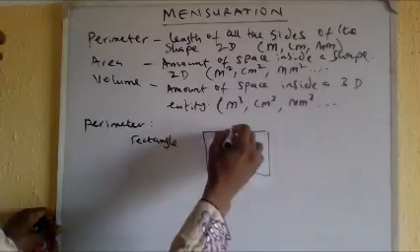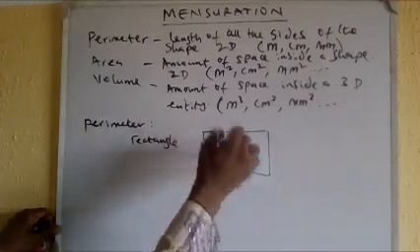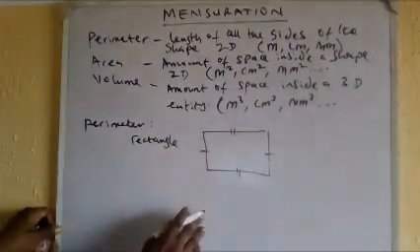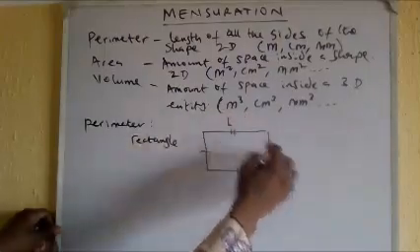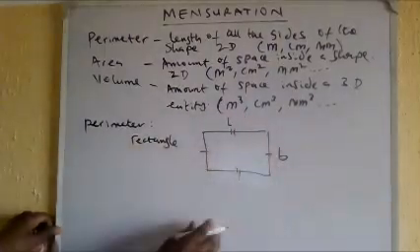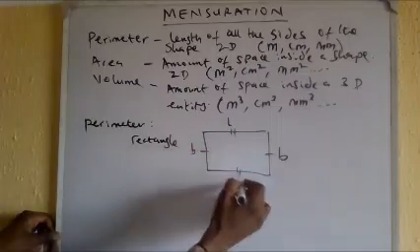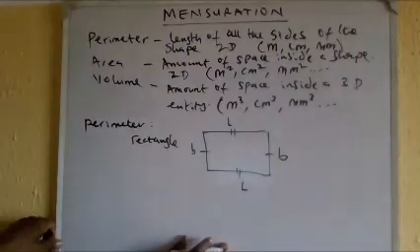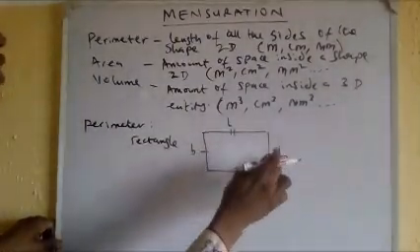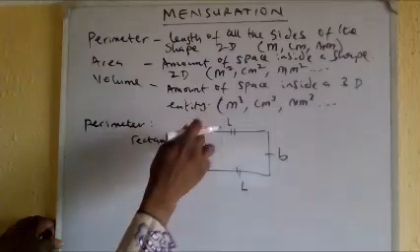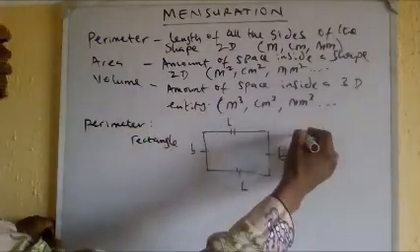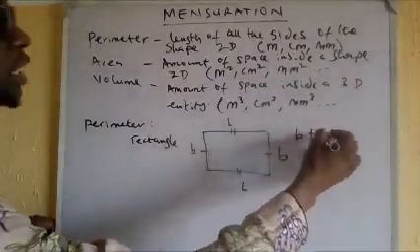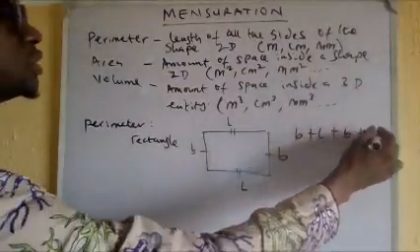Two of the sides are equal. This symbol means that this one is equal to this, and this means that this one is equal to this. So if this one is the length and this one is the breadth, this is also breadth and this is also length. When we define it as the summation of all the sides, it is B plus L plus B plus L. I start with this B and go anti-clockwise.